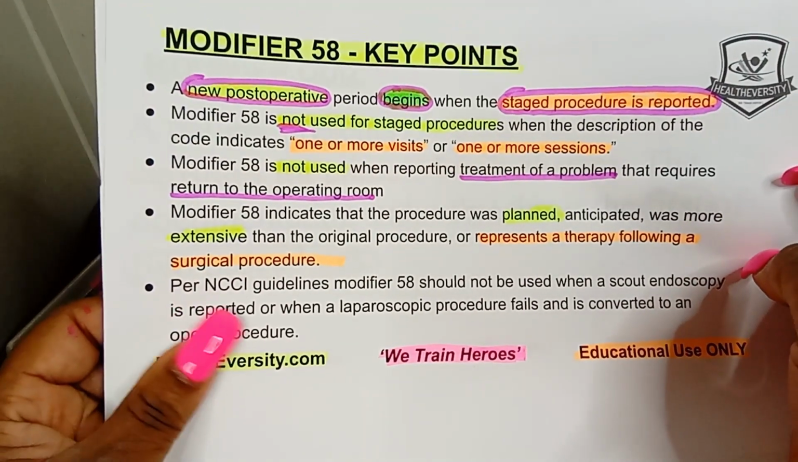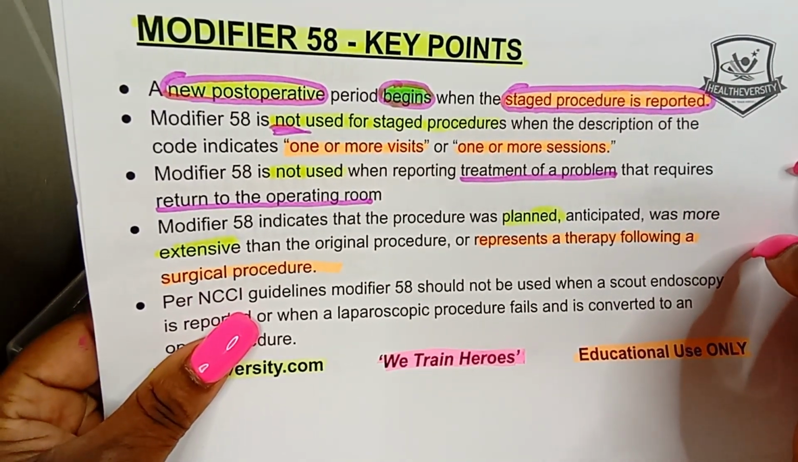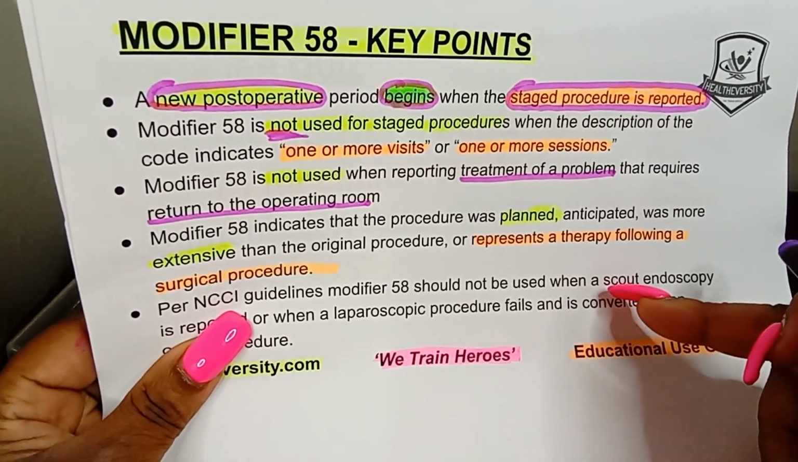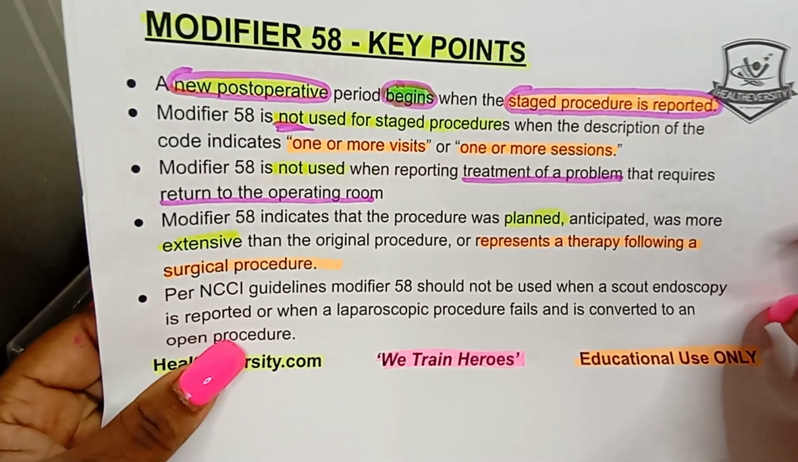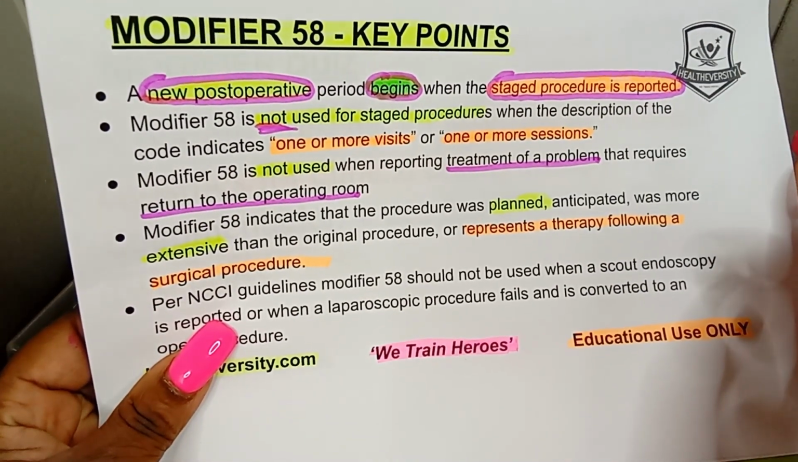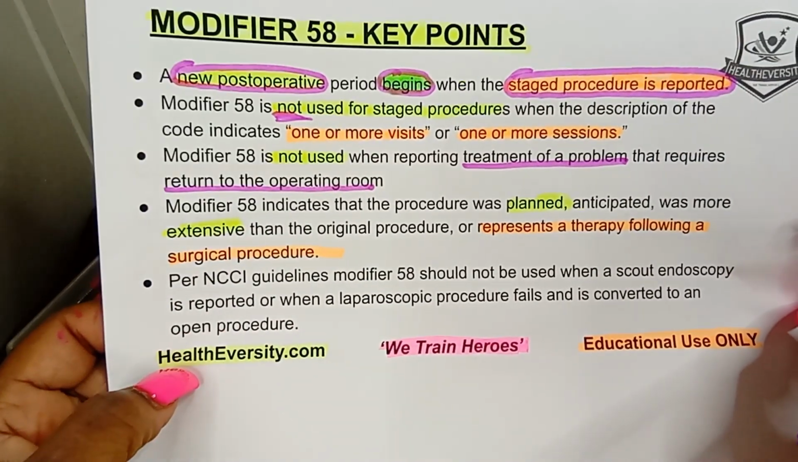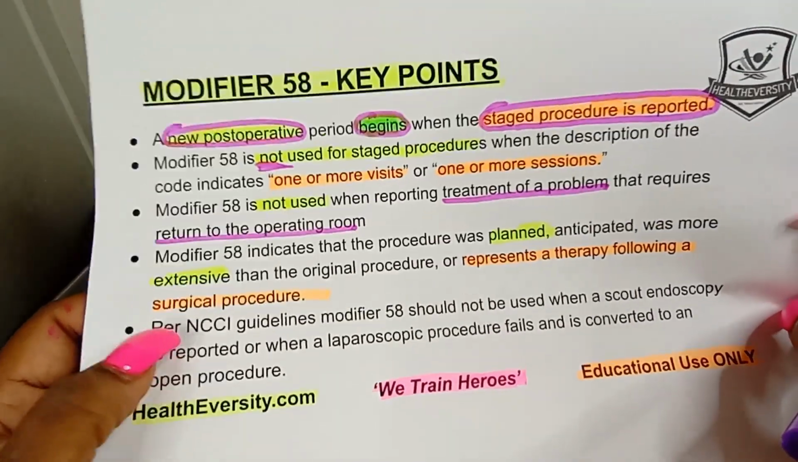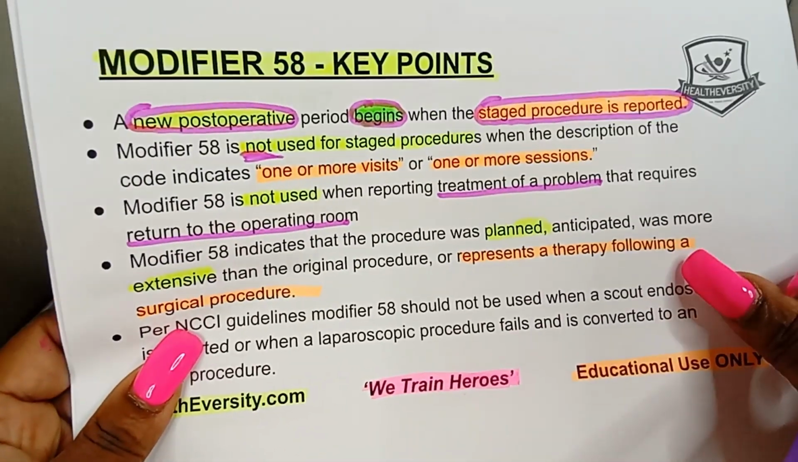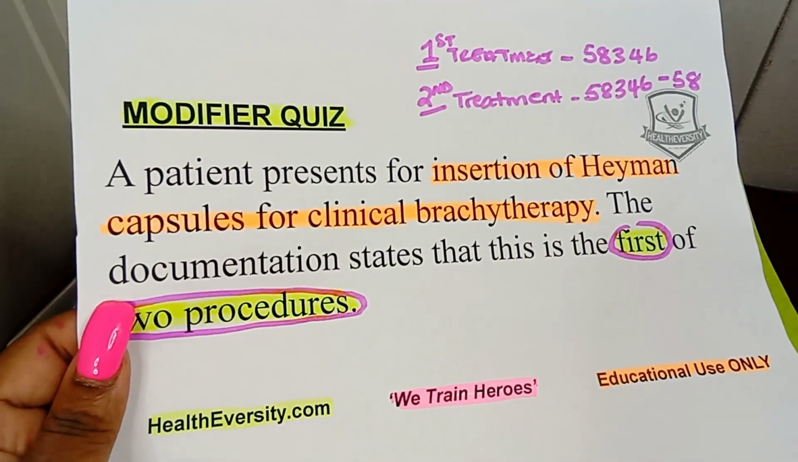Per NCCI guidelines, modifier 58 should not be used when a scout endoscopy is reported or when a laparoscopic procedure fails and it is converted to an open procedure. So here we are. These are the key points for modifier 58. And we're moving on to our question.